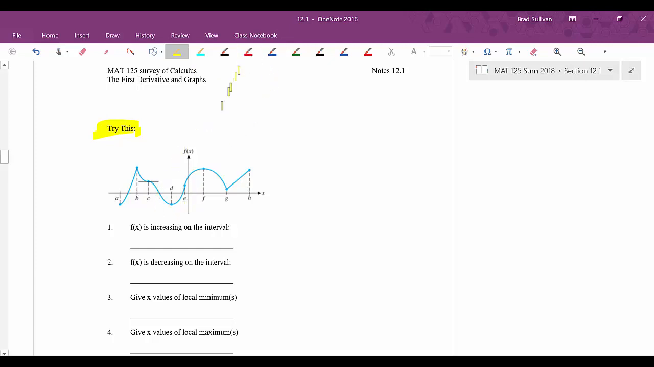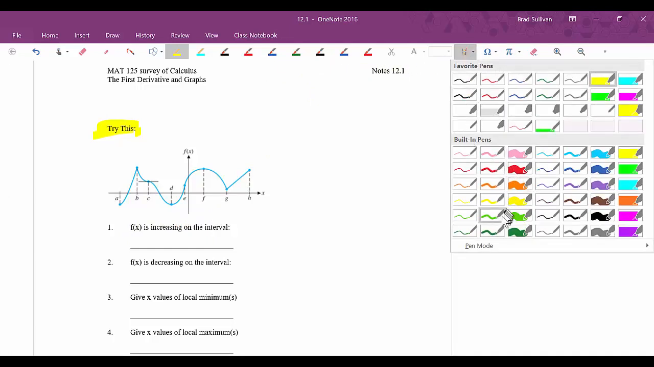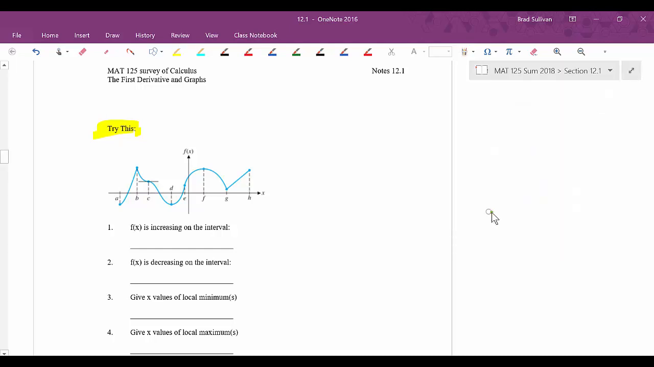The first thing is where is f of x increasing. Let me take a color like this, and let's find all the places where it increases. From left to right, the y values are getting bigger. So right here you've got y values getting bigger from a to b, from d to e, then from e to f, and then from g to h. It's just like going up a roller coaster. You can think of it that way.